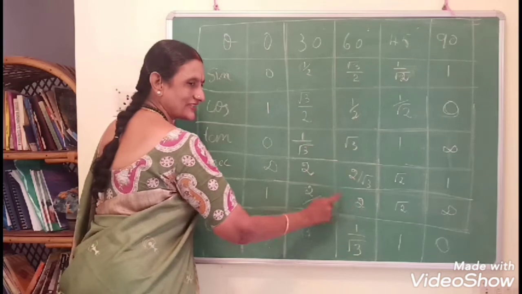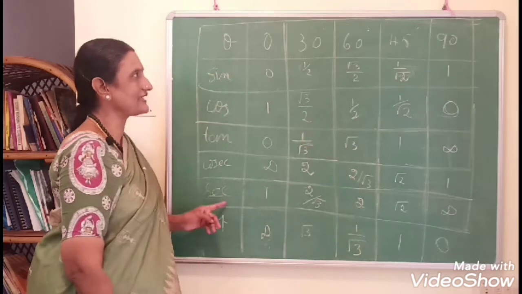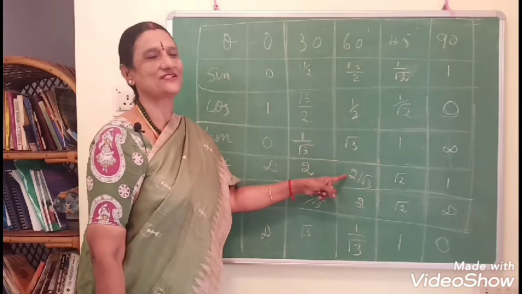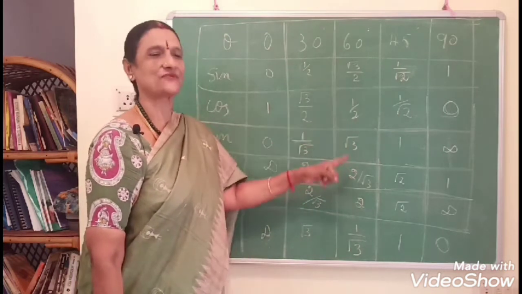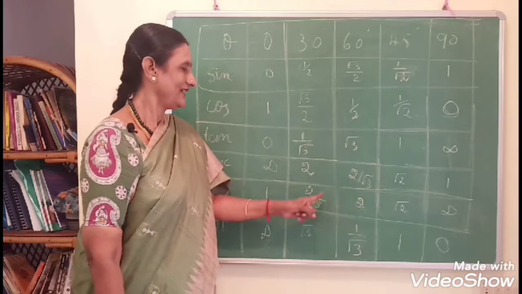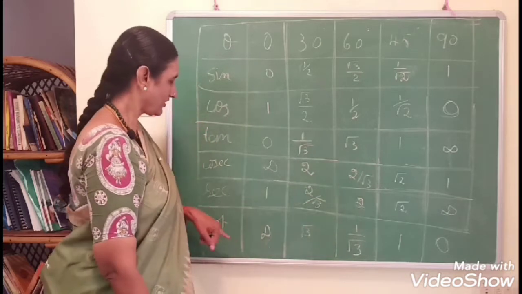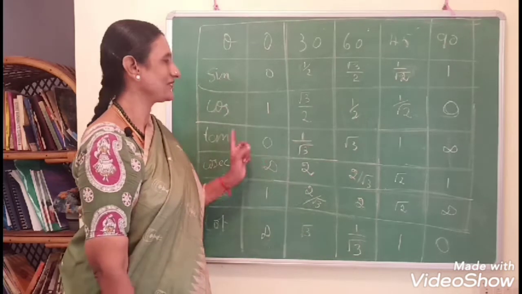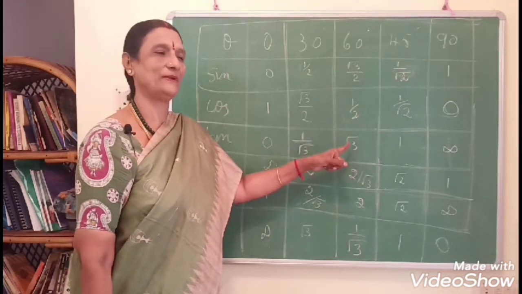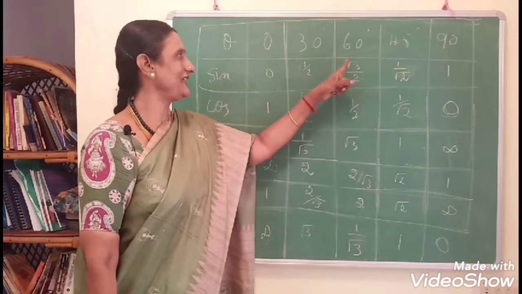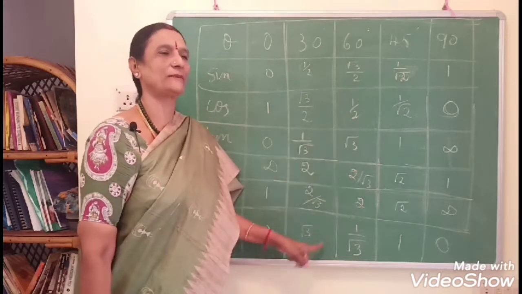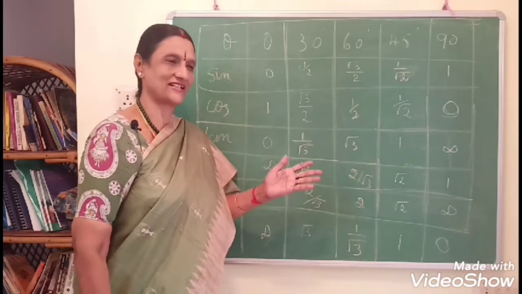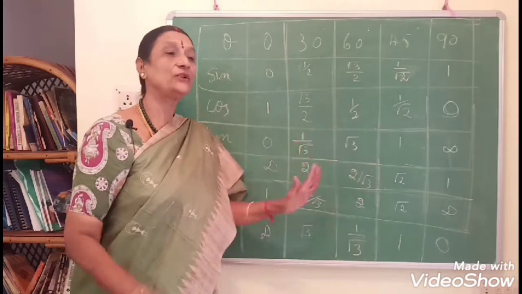So there is a matching here. Similarly, secant of 30, 2 by root 3, that must be equal to the cosecant of 60, which is its complement. So there is a matching here. Cot of 30 is root 3, and that is equal to tan of its complement. The complement of 30 is obviously 60. There is a perfect matching between these two. Now this is for 30 and 60, and 45 is unique.